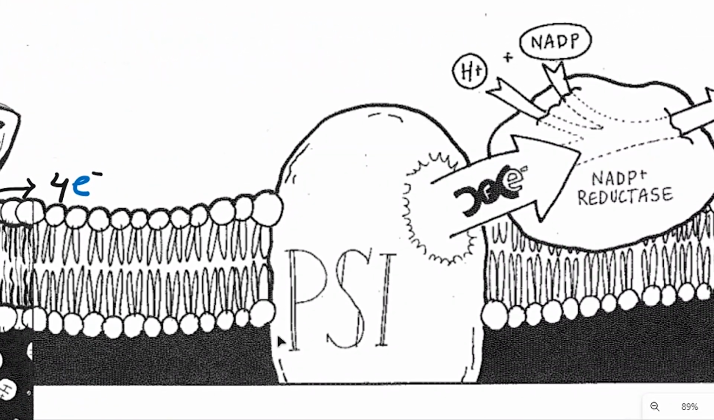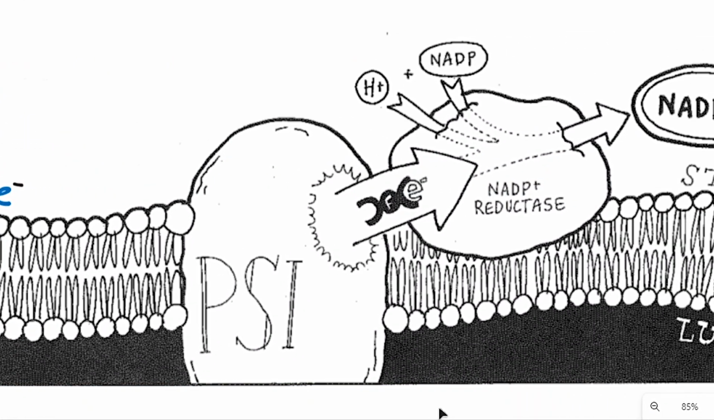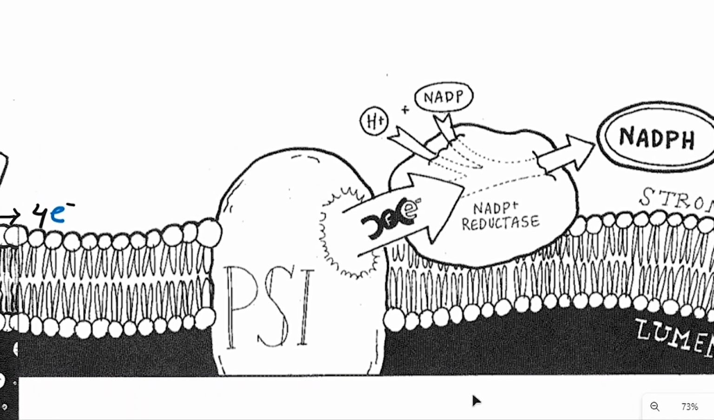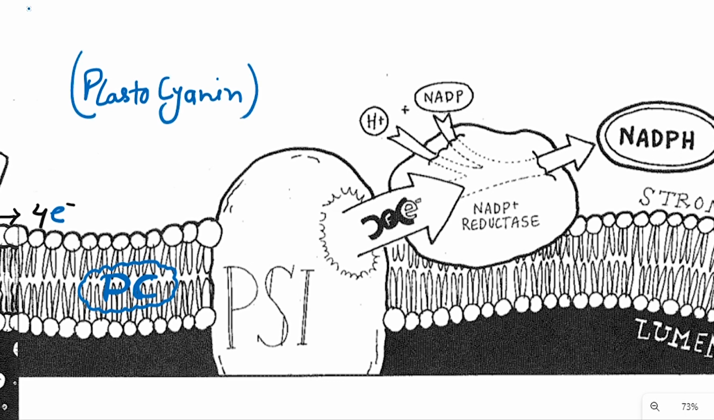Furthermore, these electrons are transferred to their next destination via a different type of electron carrier. That electron carrier obviously has a reduction potential greater than the previous one. This is named PC, which stands for plastocyanin. The plastocyanin will take these electrons and transfer them to the photosystem.